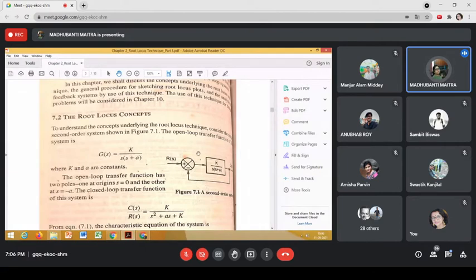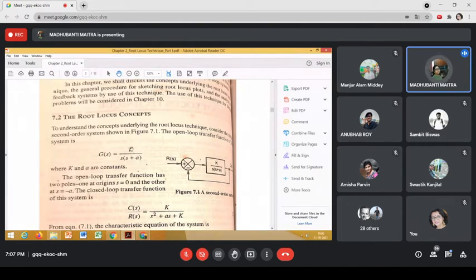So from the block diagram, if I write G(s)H(s), that means we are considering the open loop transfer function. So the poles will be the open loop poles, and from this expression it's clear that the system, being a second order system, has two open loop poles. One pole is located at the origin of the s plane, at s equal to 0. The second open loop pole is located at s equal to minus a, right?